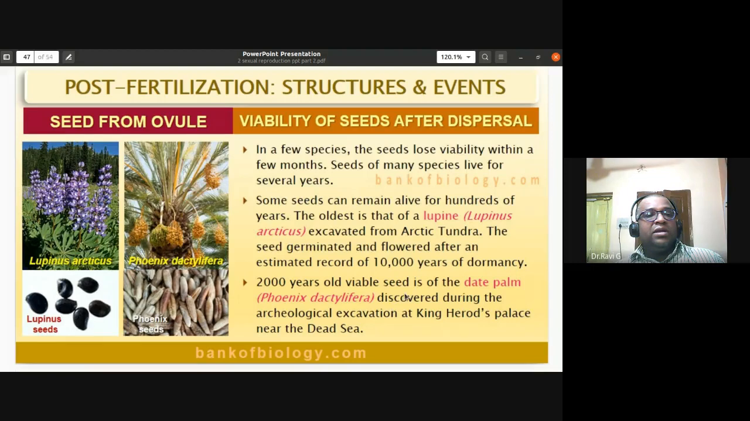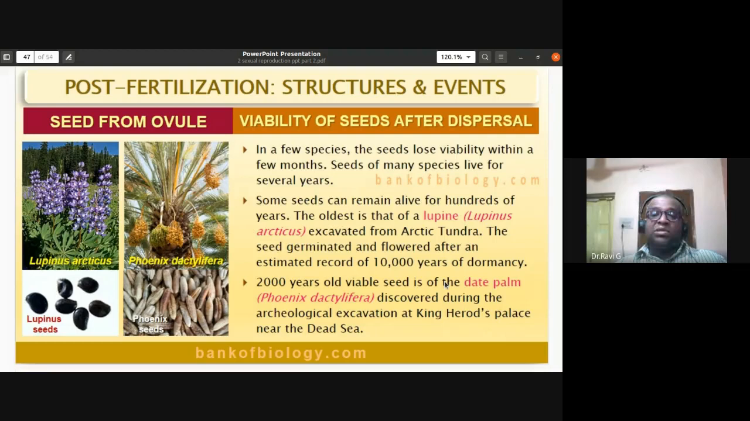Then, a 2000-year-old viable seed of date palm, the Phoenix dactylifera. The 2000-year-old viable seed was obtained. It was excavated during the archaeological excavation at King Herod's palace near the Dead Sea. And when they sowed the seed of this date palm into the soil, it developed into a new plant. It was 2000 years old, but it was still viable. So some seeds are viable for hundreds or thousands of years. Such recorded evidences are also there.